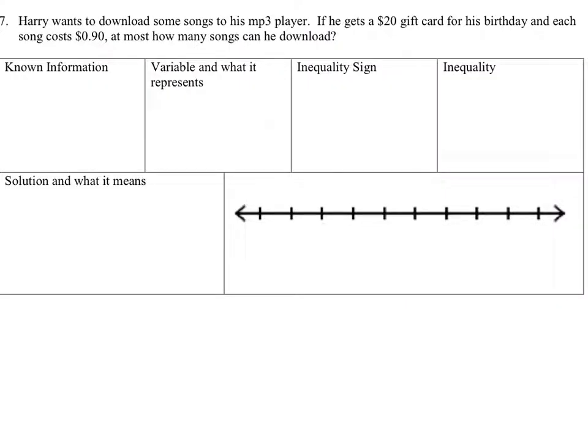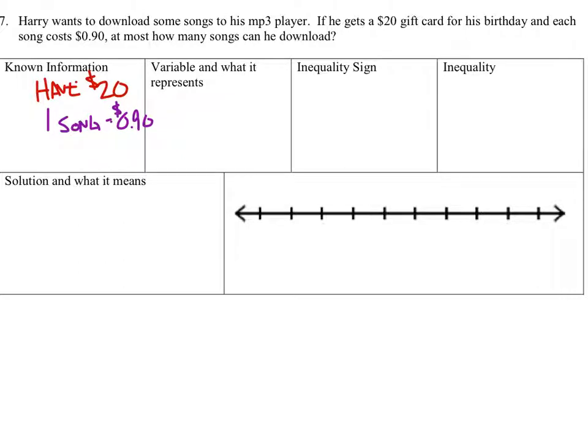Harry, who is a wizard, wants to download some songs to his MP3 player. If he gets a $20 gift card for his birthday, and each song costs 90 cents, at most, how many songs can he download? Well, again, we have to look at the known information. What we know is that he has $20. It's in gift card form, but it's as good as cash. And one song equals 90 cents.